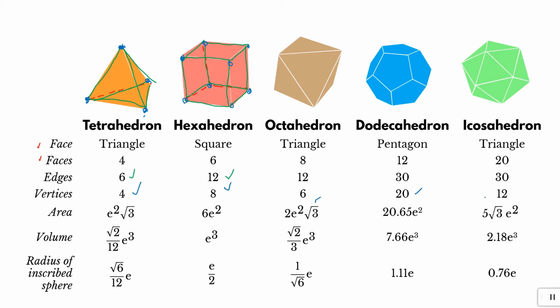6, 20, 12. Alright, so it's easy so far, no? But let me check. Alright, okay. Let's move forward, guys. It's easy. These are figures. These are basic, how do I say this? These are just basic information about these polyhedrons.